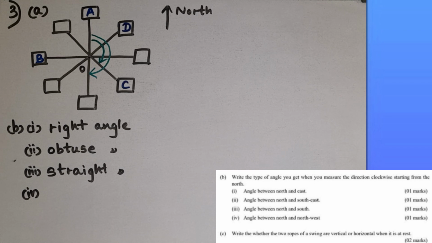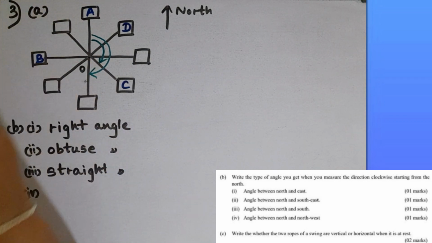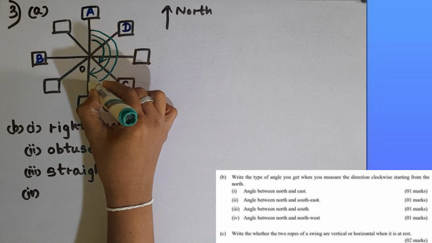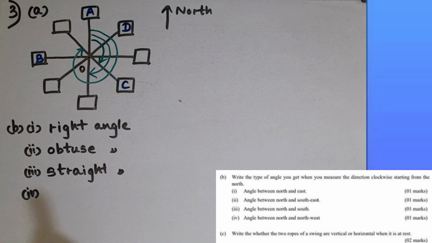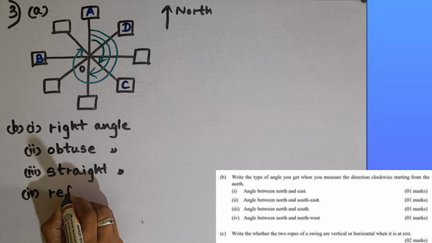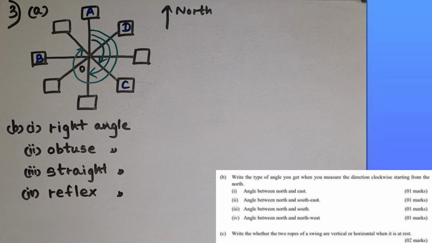Then fourth part, angle between north and northwest. North and then northwest is here, this direction. So we have to take this large angle. So what is this angle? This is a reflex angle. Reflex. So this is the answer.